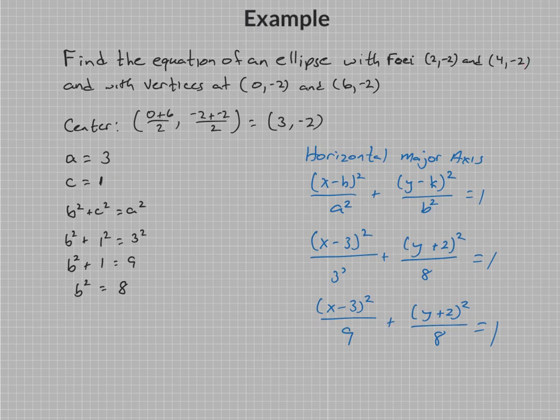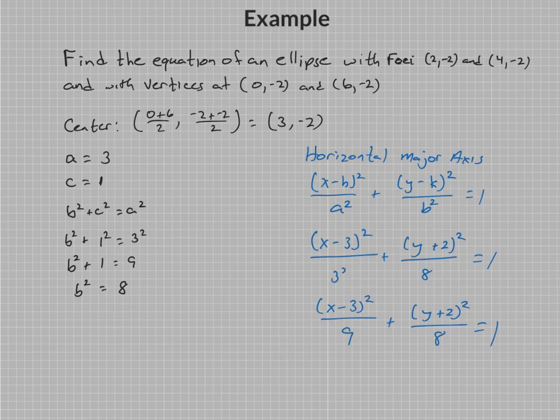Using the relationship b squared plus c squared equals a squared, I plug this information in: b squared plus 1 squared equals 3 squared. So b squared plus 1 equals 9, and b squared equals 8. Notice I'm not finding what b is. I really don't care what b is on this one. I just need b squared, because I'm asked to find the equation, not the coordinates of the endpoints of the minor axis.